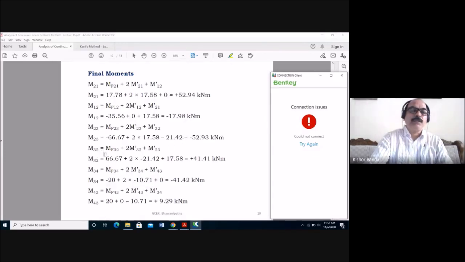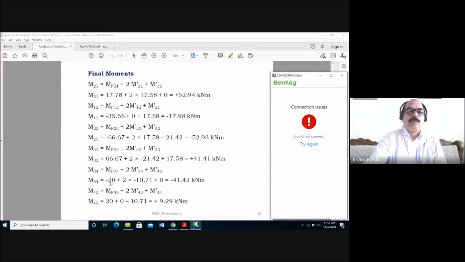Similarly, you can find out M32, MF32 plus 2 M-32 plus M-23. So here M32 is your 41.41 kilonewton meter. Similarly, M34, MF34, 2 M-34 plus M-43. This is the near end rotation. Always you have to take the formula: twice the near end rotation moment plus once the far end rotation moment. And this side is the piston moment.